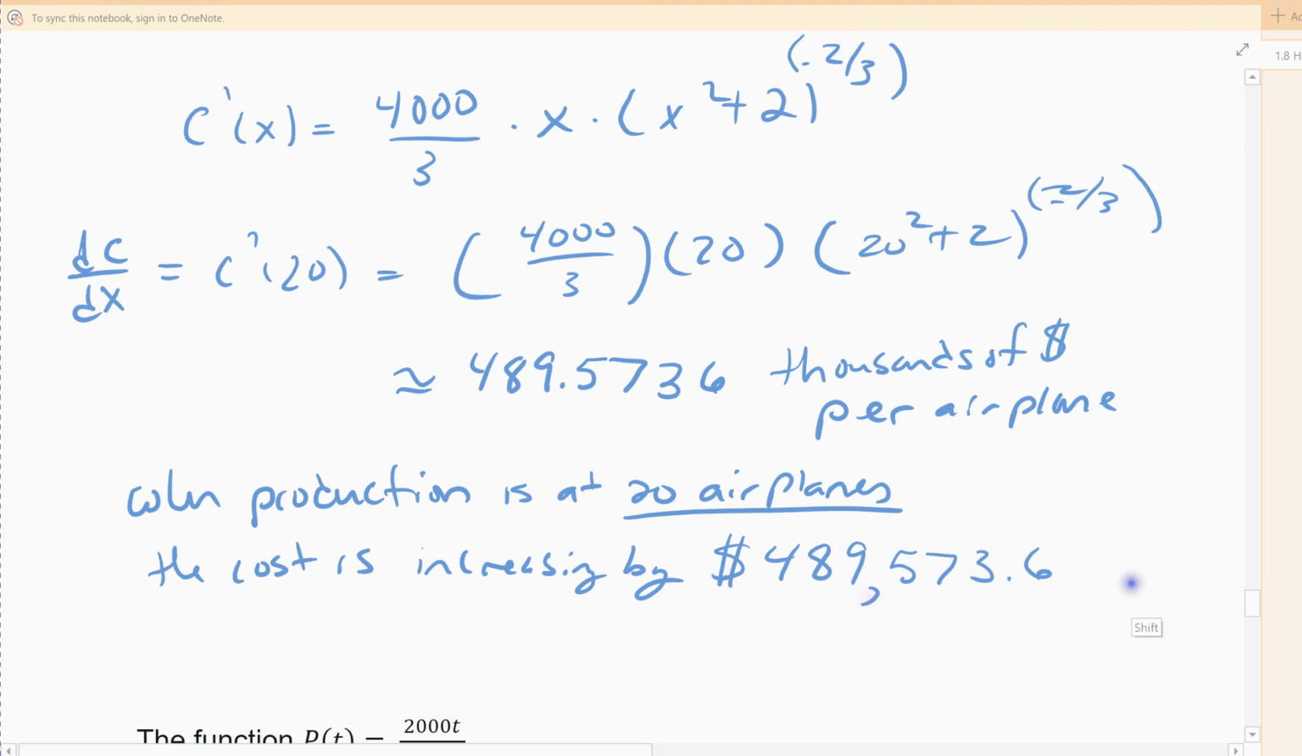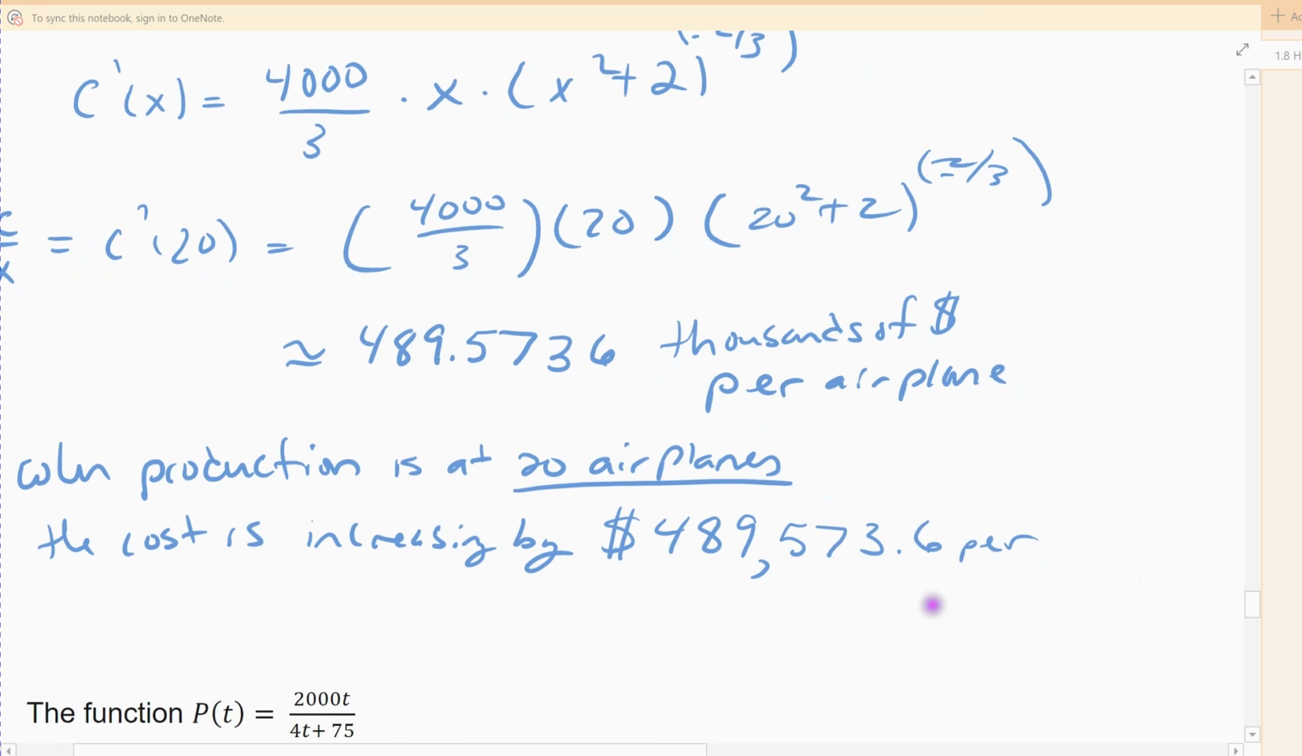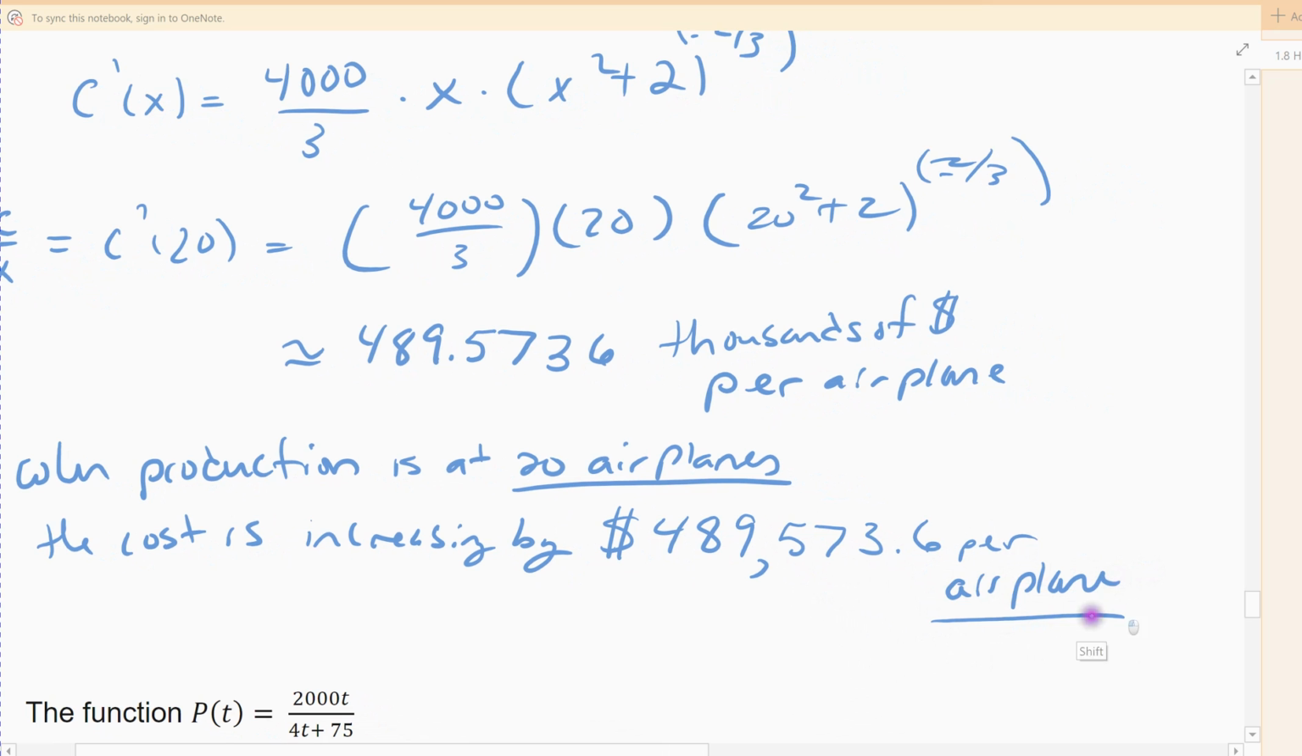489,573.6 per airplane. I'm going to fit that in. Per airplane. All right, so that's how much it's increasing. So that's the rate of the cost. So our cost is going up that fast, at that speed, when production level's at 20. If production level's at 10, it would be a different speed. Which actually in the next example is what we're going to look at, kind of compare two different speeds.